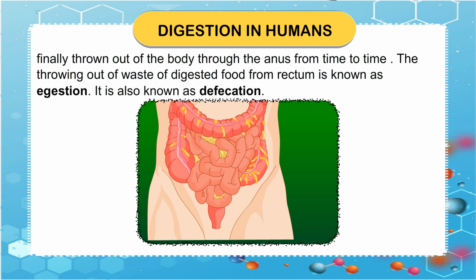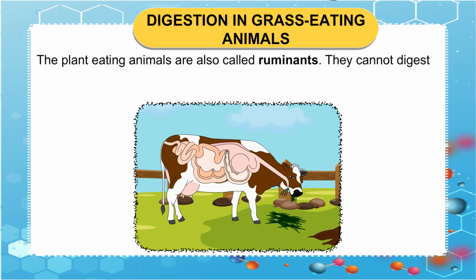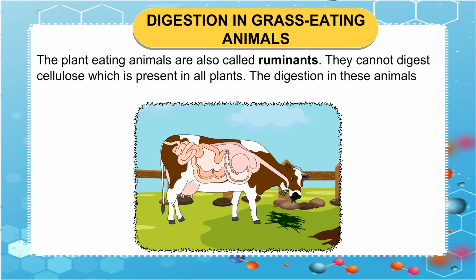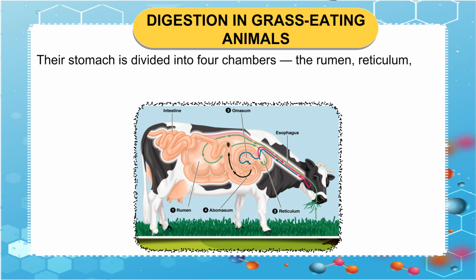It is also known as digestion in grass-eating animals. The plant-eating animals are also called ruminants. They cannot digest cellulose, which is present in all plants. The digestion in these animals takes place as follows. Their stomach is divided into four chambers: the rumen, reticulum, omasum and abomasum.